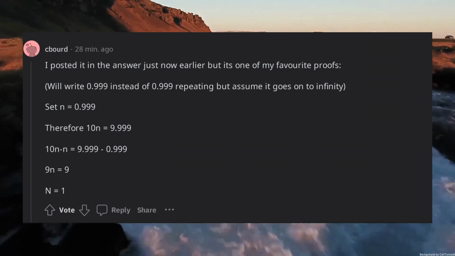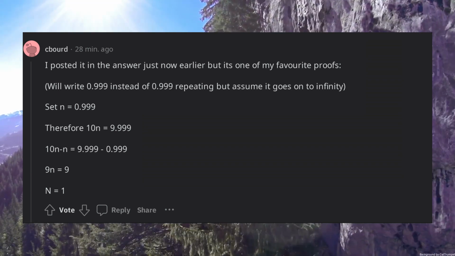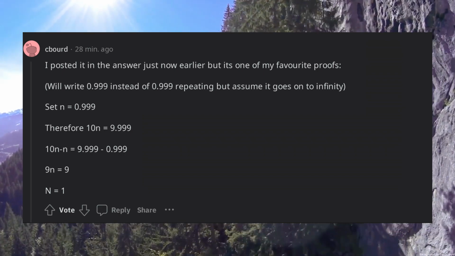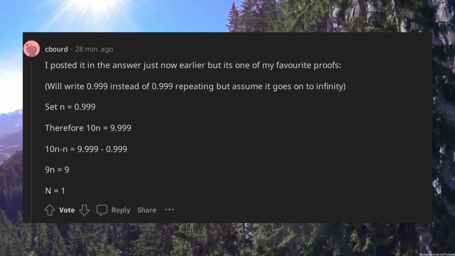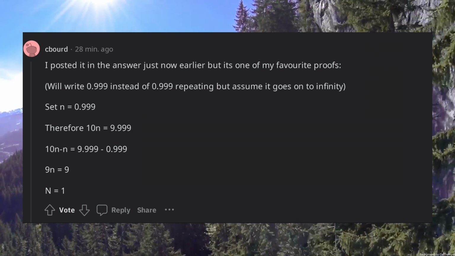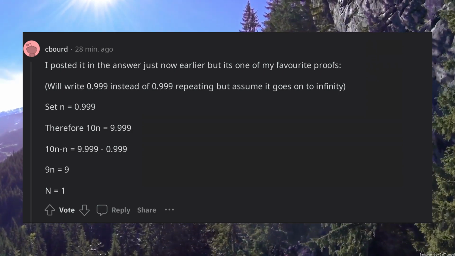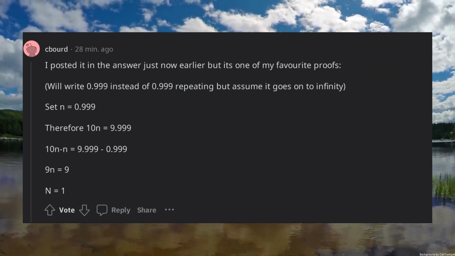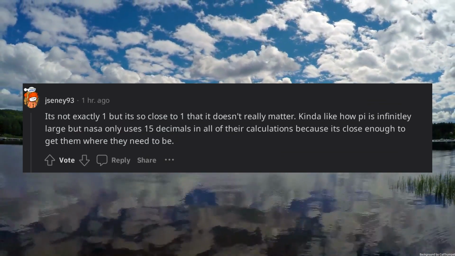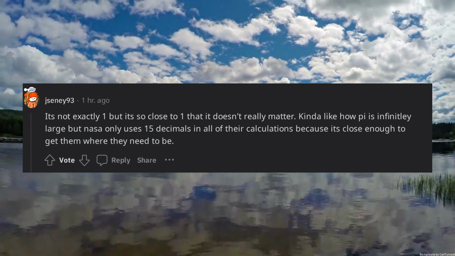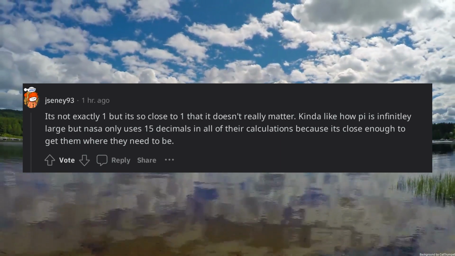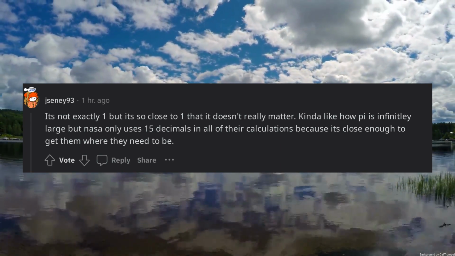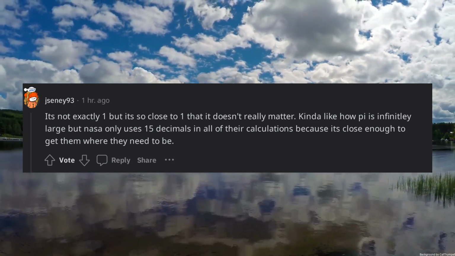We'll write 0.999 instead of 0.999 repeating, but assume it goes on to infinity. Set x equal to 0.999... Therefore 10x is 9.999... 10x minus x is 9.999... minus 0.999..., so 9x equals 9, and x is 1. It's not exactly 1, but it's so close to 1 that it doesn't really matter. Kinda like how pi is infinitely long, but NASA only uses 15 decimals in all of their calculations because it's close enough to get them where they need to be.